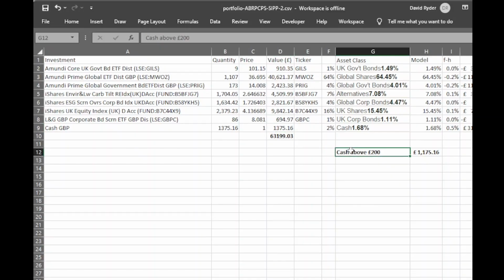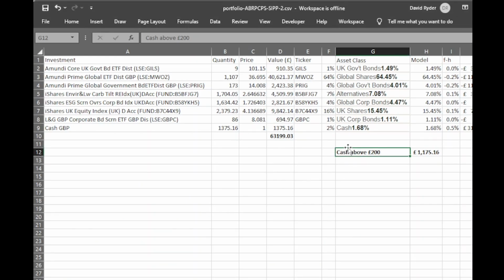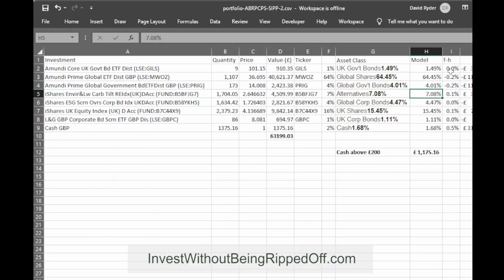So, taking £200 off this allocation of cash, which is what I have left, if you remember, just take a quick look back at the document, the balance. That's the available cash I have now, 1,375, and obviously that is too much. So I want to have just £200, which leaves me with £1,175. So 1,375 minus 200 gives you 1,175. Those are the model portfolio allocations that we are sticking to. And this is where I am now with the updated portfolio.